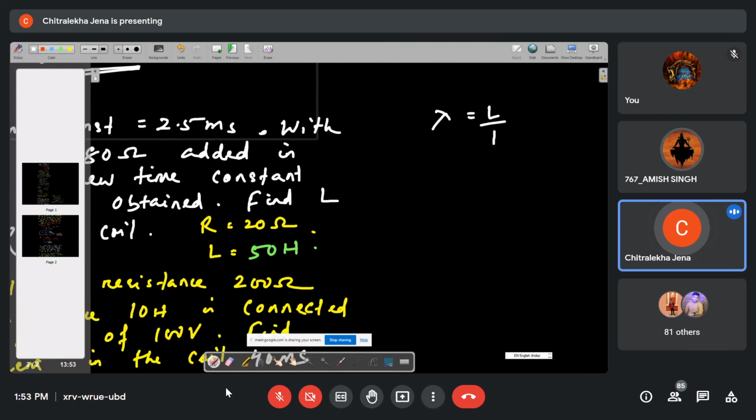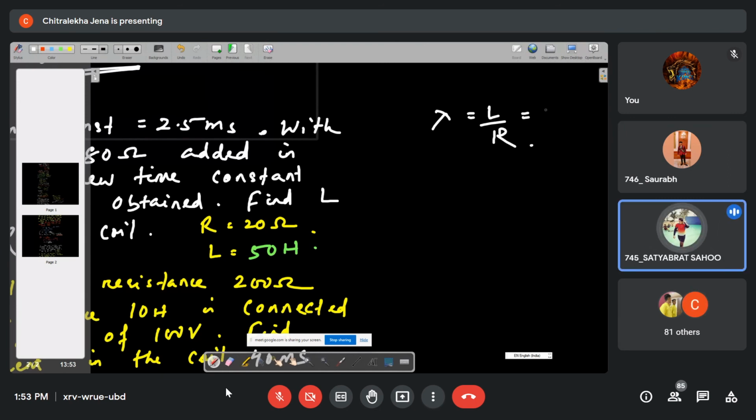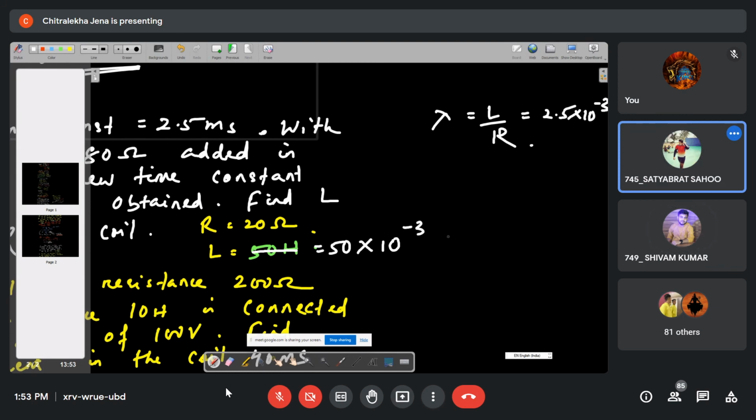No ma'am, it will be 10 to the power minus 3. Okay, what is lambda? Lambda is your L by R. R is equal to how much? R is coming 20, everyone got 20. Yes ma'am. 0.5 into 10 power minus 3. Okay, then fine. So you took 2.5 directly. Then how much is L coming? L is 50 into 10 to the power minus 3. Minus 3. Okay, correct.